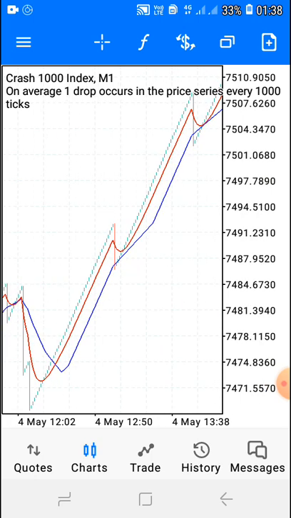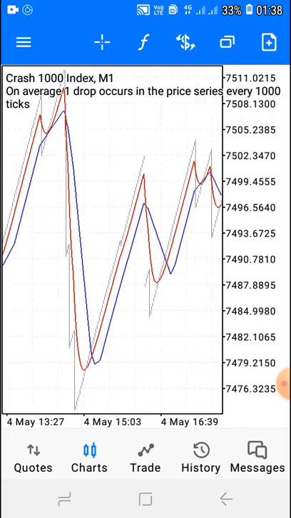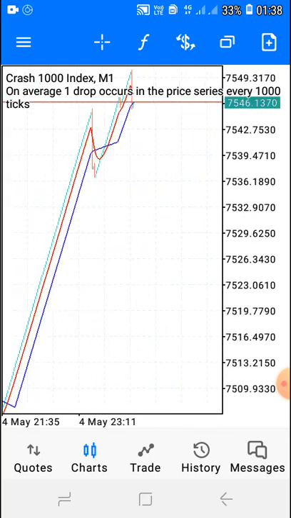So if you have a big account, you can hold trades like this, but you must make sure that the market is moving in an uptrend on Crash 1000, or in a downtrend on Boom 1000, before using this strategy. Like I've told you guys, the strategy is strictly for Boom and Crash, okay?